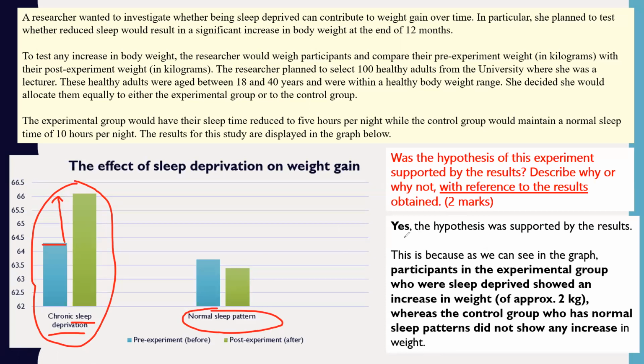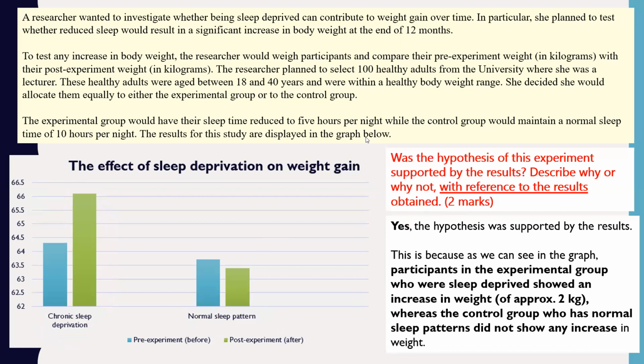So that indicates to you that yes, the hypothesis was supported and that we can see that reflected in the data that we have. Okay, that's basically that answer there. Whenever you're asked to link back to results, it's always good to indicate or mention the actual result or the actual change in terms of the number. That involves you to interpret the graph. Okay, so let's move on to the next question.